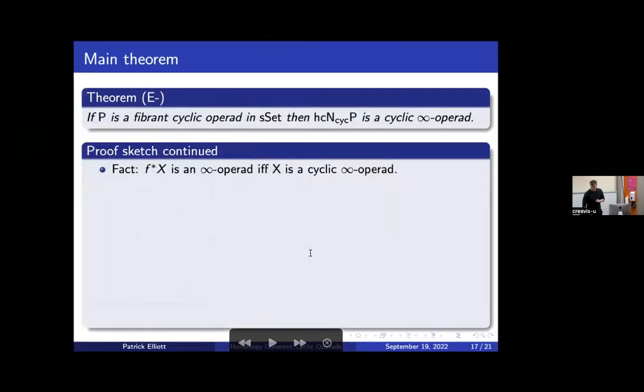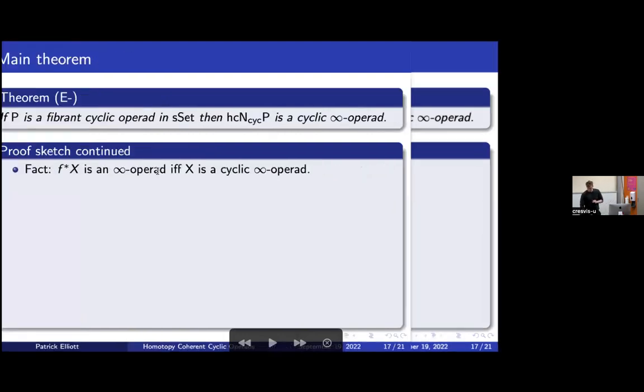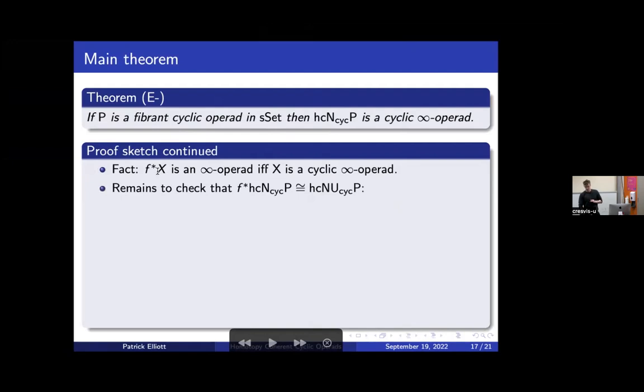Okay, now next is a relatively easy fact that F star of a cyclic dendroidal set X is an infinity operad if and only if X is a cyclic infinity operad. So imagining the diagram that I should have put in, with the forgetful functor from cyclic operads to operads, the homotopy coherent nerve, the cyclic homotopy coherent nerve, and this F star going up the left-hand side. So all that remains to check in order to prove our theorem is that this diagram is actually commutative, right? So that F star of the cyclic homotopy coherent nerve is the operadic homotopy coherent nerve of U_sic of P.